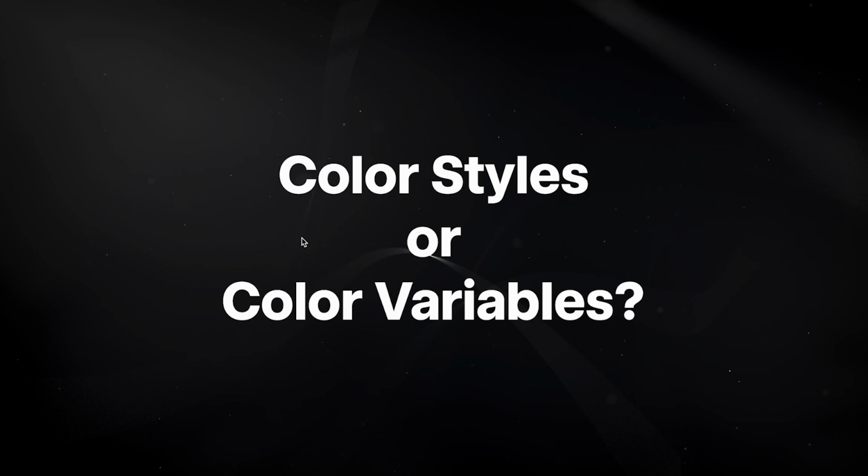Now, the biggest question is after Figma's announcement, everybody is asking, should you use color styles or should you use color variables? What is the right answer? What is the difference between color styles and color variables? And I have a very beautiful example to explain the difference. I'm going to show that towards the end of the video, but this is a very big question.